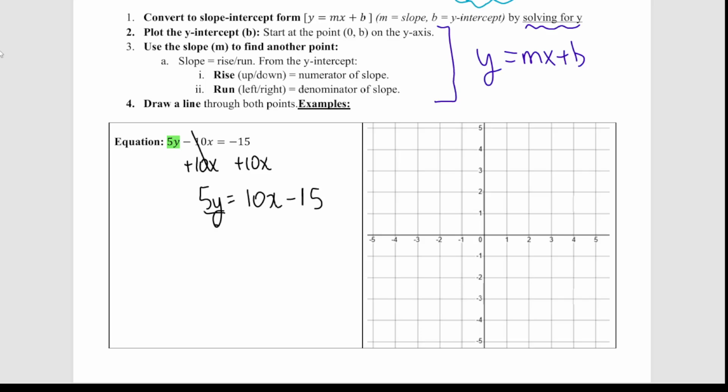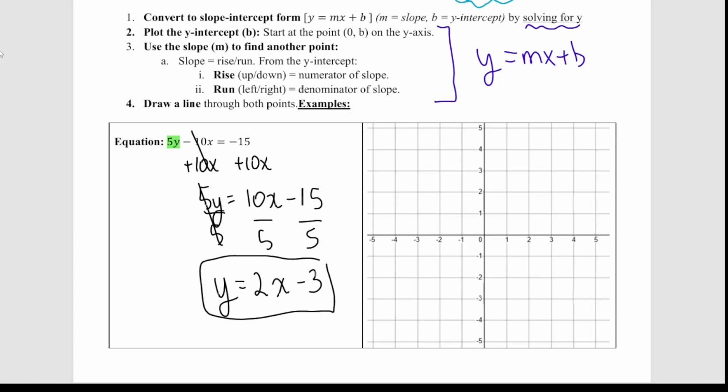Then as a last step, I've got to divide each and every term by 5 in order to undo multiplying by 5. So I'll be left with y equals 10 divided by 5 is 2, negative 15 divided by 5 is negative 3. Now from here, I can directly identify my slope and my y-intercept.